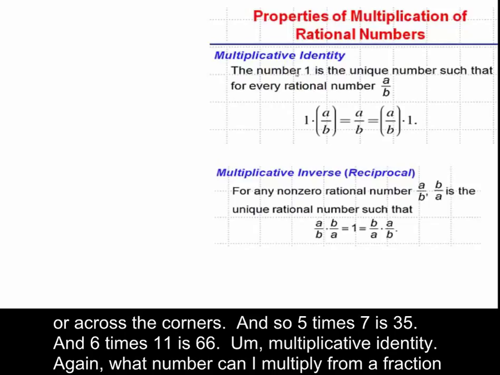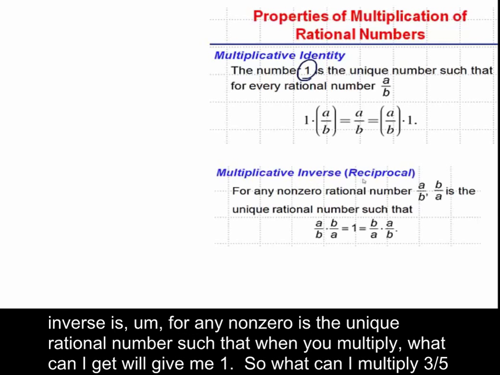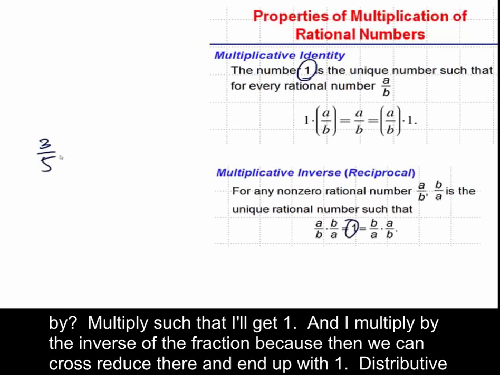Multiplicative identity again. What number can I multiply a fraction by, or any value by, and not change the value? And that is 1. The additive identity, remember, is 0. The multiplicative identity is 1. Multiplicative inverse: for any non-zero rational number, it is the unique rational number such that when you multiply, you get 1. So what can I multiply 3/5 by such that I'll get 1? I multiply by the inverse of the fraction, because then we can cross reduce there and end up with 1.